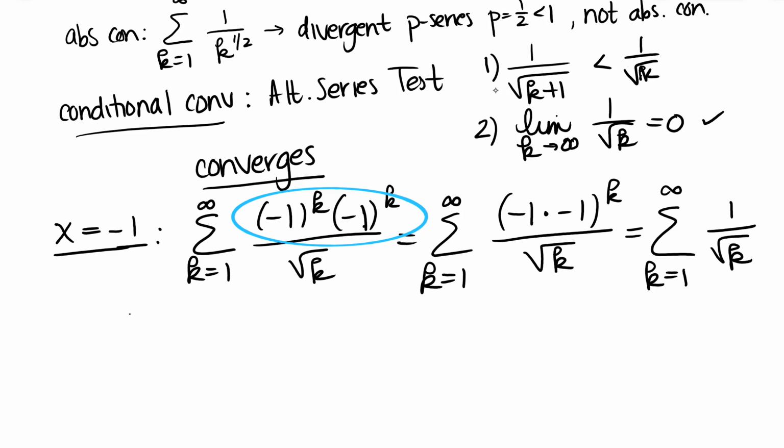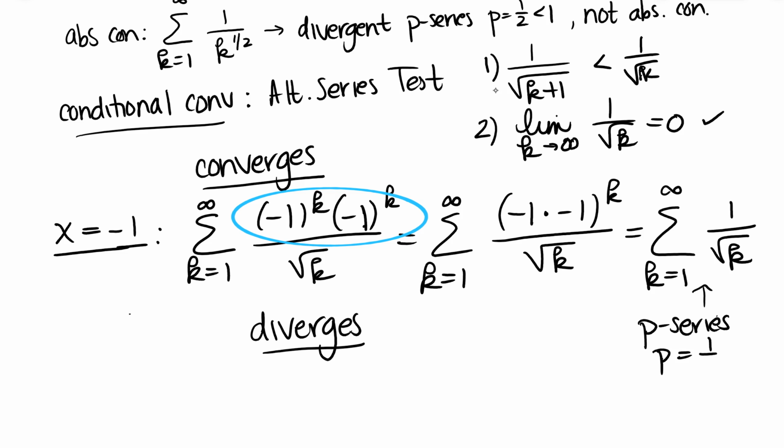So what is this series going to do? This is just going to be 1 over root k. As we saw before, this diverges. Why does it diverge? Because we have a p series. You got to tell me why. We have a p series with p less than 1, and that's a divergent series.